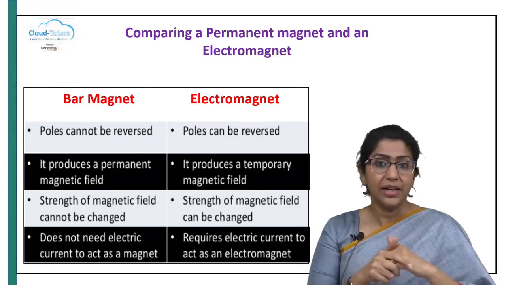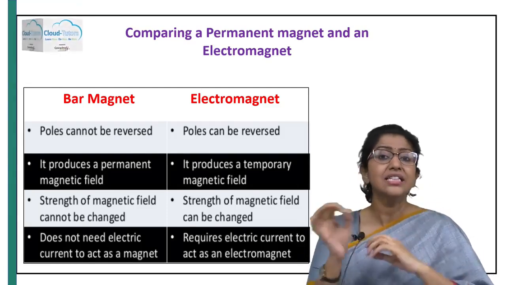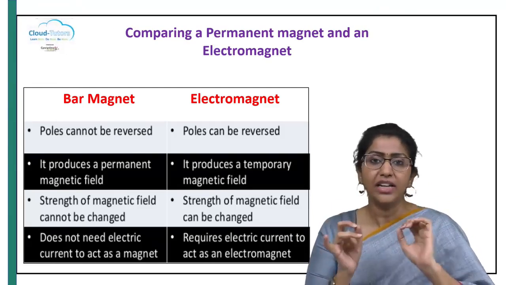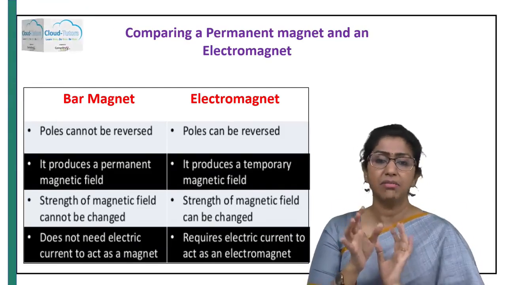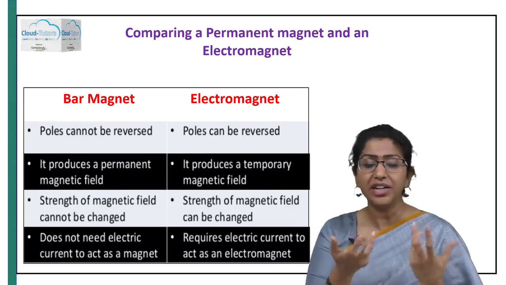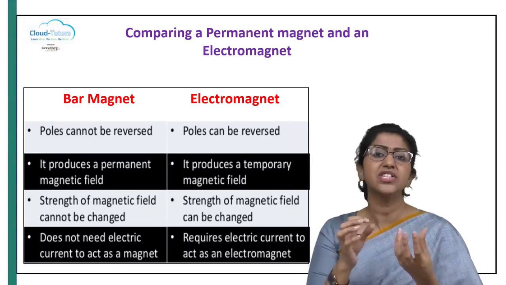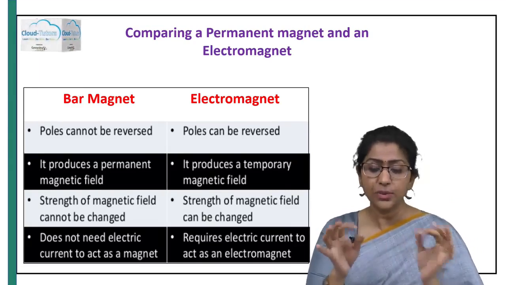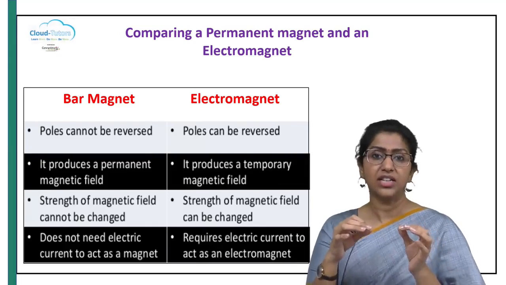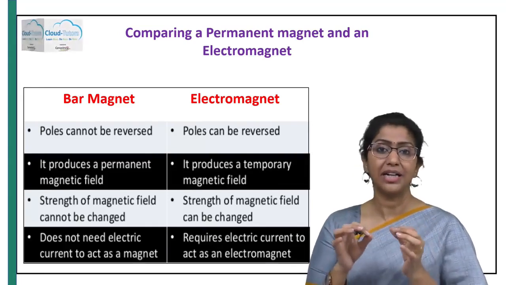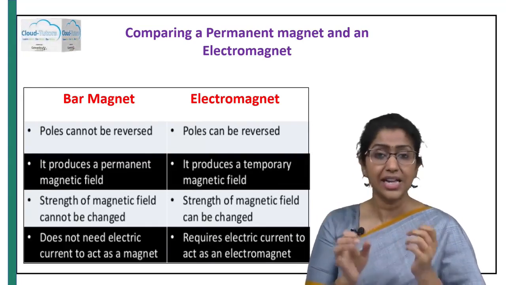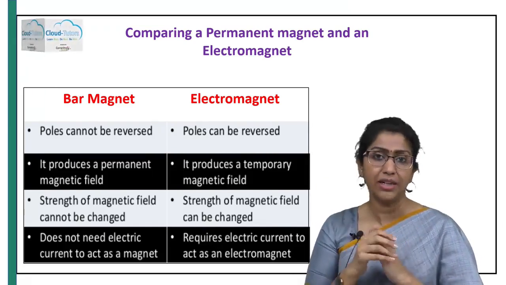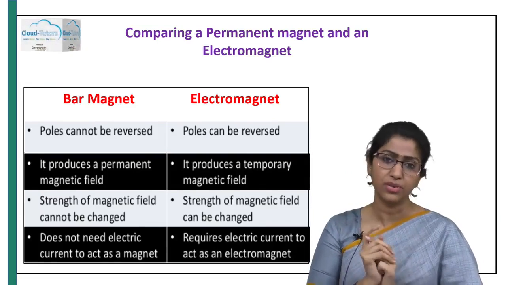So what is happening there? By reversing the direction of electric current, it's a very simple thing to do, right? All we need to do is switch a commutator. A commutator is a key kind of a device which is used to reverse the direction of the electric current in a given circuit. So when I switch the direction of the electric current, what happens to the direction of the magnetic field? It is also reversed. Hence, the poles can also be reversed in a given electromagnet. But in a permanent magnet, we cannot do so.